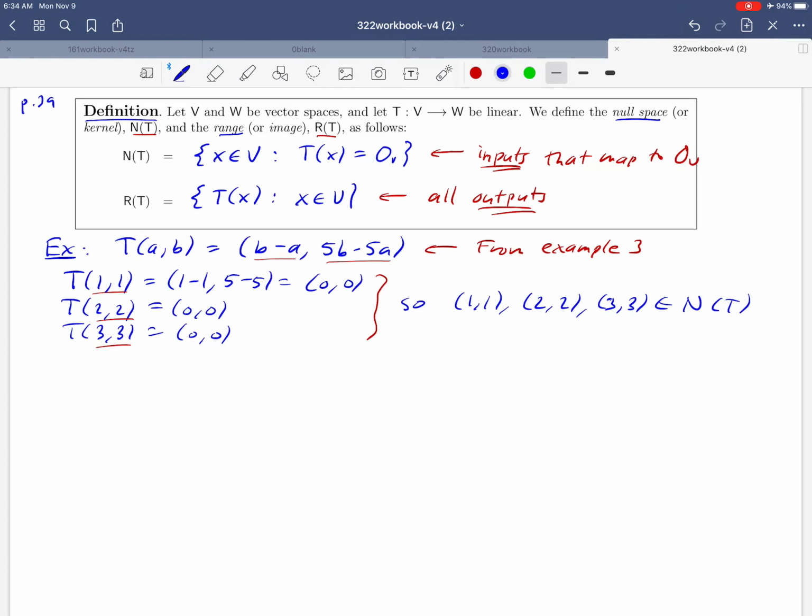Okay, what about the range? Okay, could we find some vectors in the range? Well, the range is just any output that we can get. So we can find vectors in the range by just plugging some things in. Doesn't matter what. So what would we get if we took T(1, 0)? Well, according to this formula, if a is 1 and b is 0, we're going to get, let's see, (-1, -5). How about T(2, 0)?